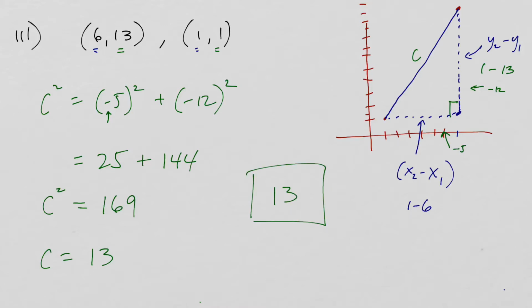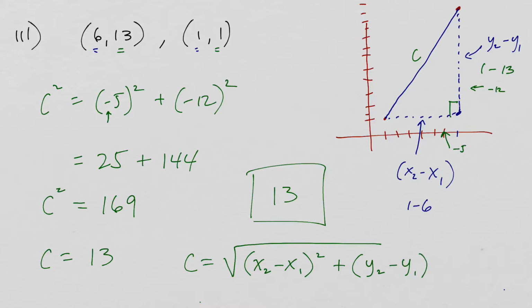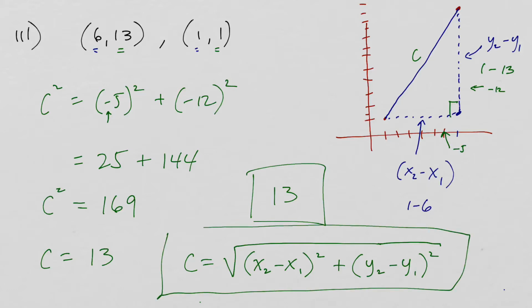Now, the formula is C is equal to the square root of the difference of the x's squared plus the difference of the y's squared. And remember, it doesn't matter if we put the x1 first or the x2 first, and the same for this. The direction that you subtract makes no difference. So that's the formula, and we'll use that on the next problem.